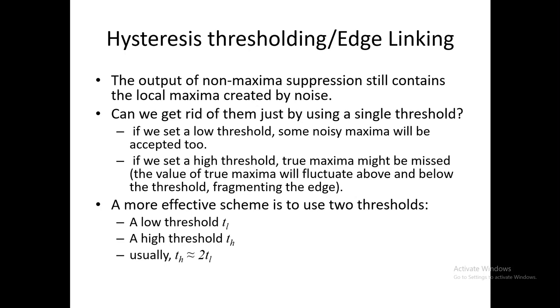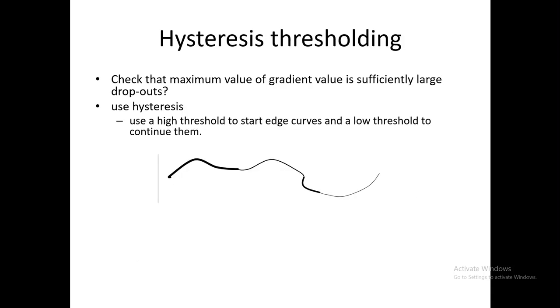in fragmenting the edge. So a more effective scheme is to use two thresholds, a low threshold TL and a high threshold TH, and usually TH is set as double of TL. So we can see here, we check whether the maximum gradient value is sufficiently large or drops out, so we use hysteresis: use the high threshold to start edge curves and the low threshold to continue them.